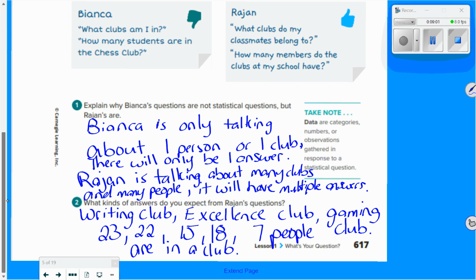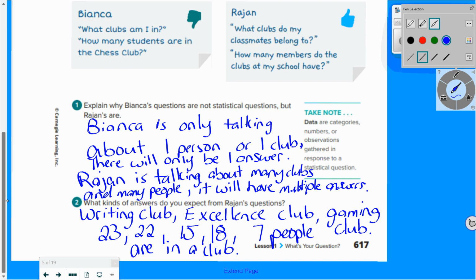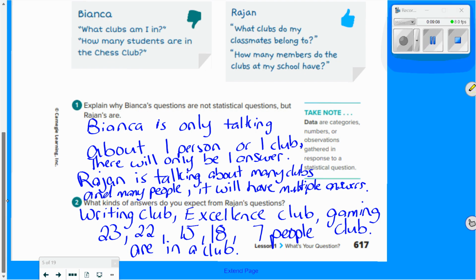All right, you need your highlighter again for this vocabulary word. Data. The data are categories, numbers, or observations that are gathered from a statistical question. It is the answers you get when you ask a question. That is data that you are gathering. Any questions about that?